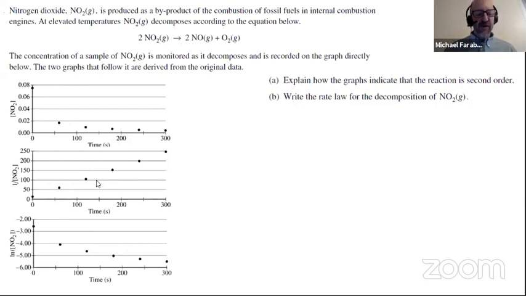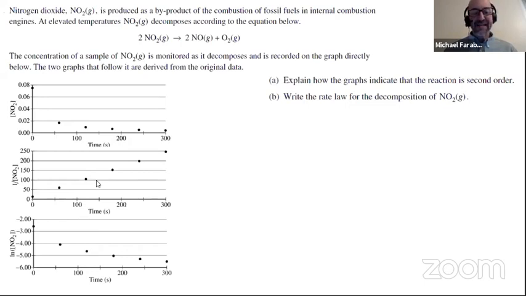We are given three graphs, and the labels on the x-axis is time in seconds, and the labels on the y-axis are concentration of NO2, 1 over the concentration of NO2, and the natural log of the concentration of NO2. And we are asked the following questions. A, explain how the graphs indicate that the reaction is second order.